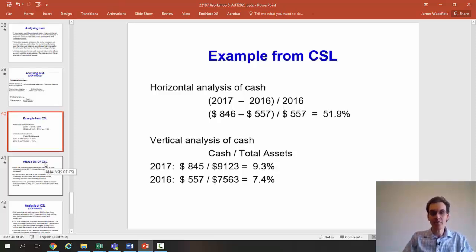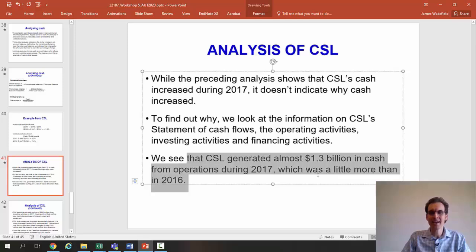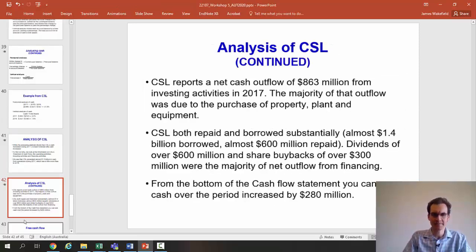Now, if we delve into the cash position of CSL in more detail and we look at why their cash has changed in the way it has, why it has gone up significantly over the 12-month interval we look at, we see that CSL generated almost 1.3 billion in cash from operations during 2017, which was little more than 2016. So their operational cash flows seem to be fairly stable, which means the cash change needs to be coming from investing and/or financing activities.